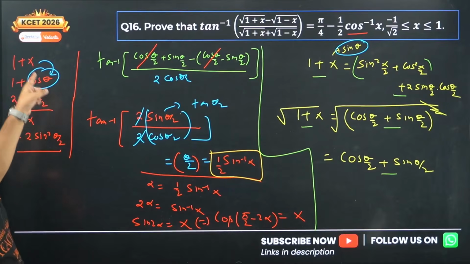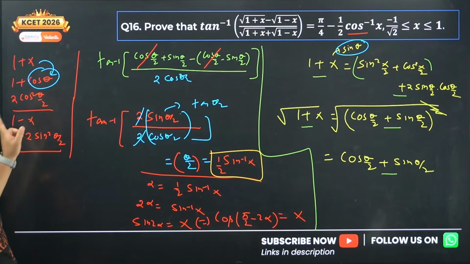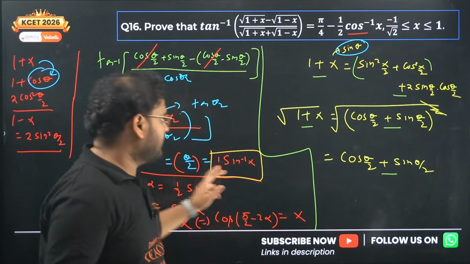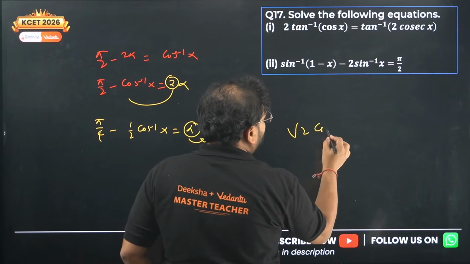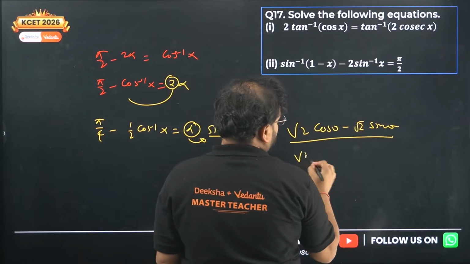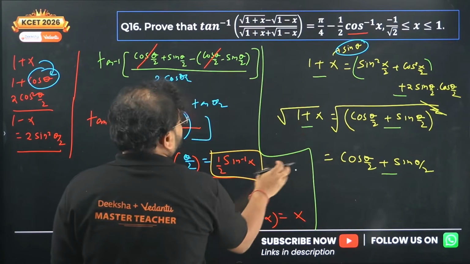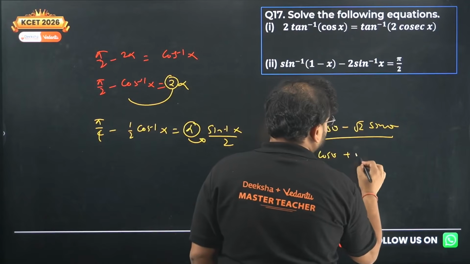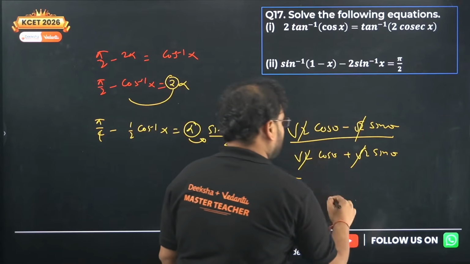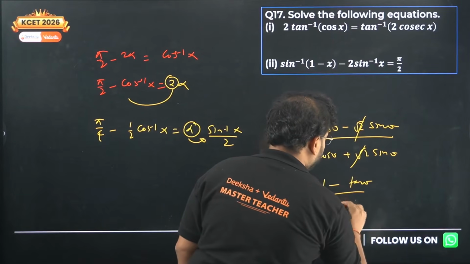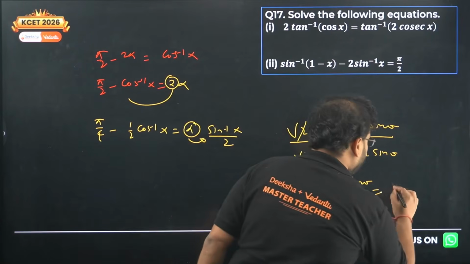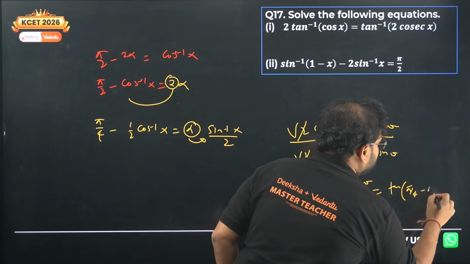So use this method. Take x as cos theta. 1 plus cos will give me 2 cos square. 1 minus cos will give me 2 sin square. Then you're going to directly get root 2 cos minus root 2 sin. Please check here. You'll get root 2 cos theta minus root 2 sin theta upon the same thing, root 2 cos theta plus root 2 sin theta. Root 2 all cancelled. Now you divide by cos, it will become 1 minus tan theta upon 1 plus tan theta. Okay, now you all know this will become tan of pi by 4 minus theta.